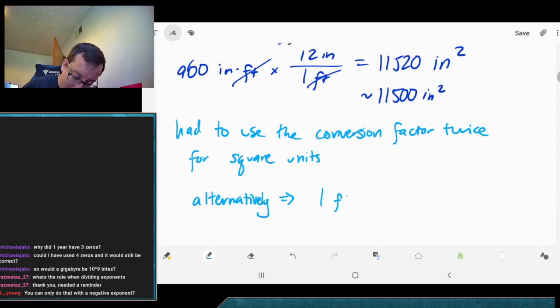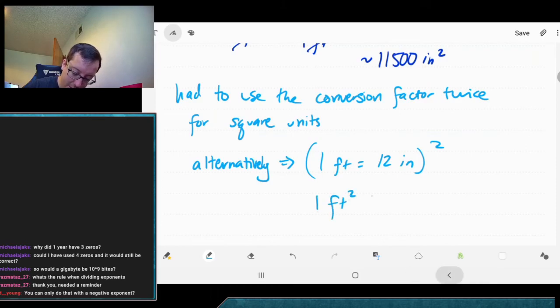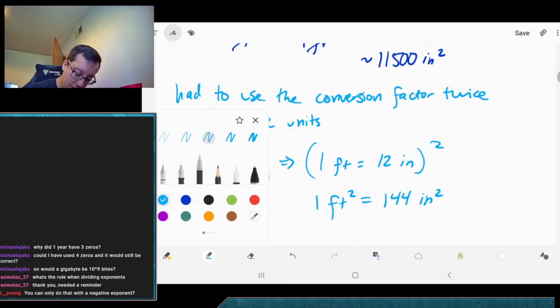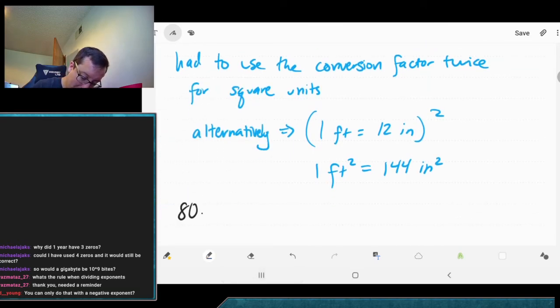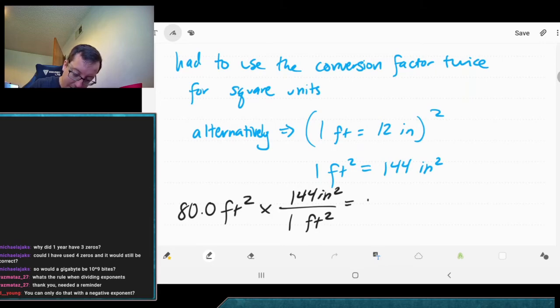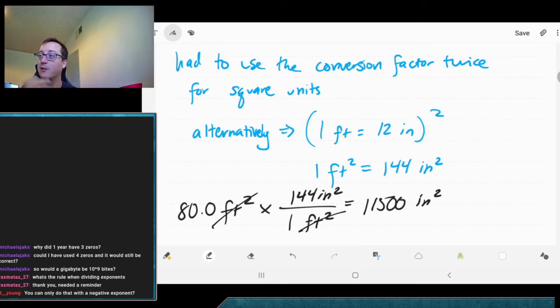Alternatively, though, we saw that 1 foot is 12 inches. We can totally just square everything here and say, well, 1 square foot is 144 square inches. And then we can just use this as a conversion factor. If we do that, we should get the same number at the end. So feet squared cancel with feet squared. We're left with inches squared, and we have our answer.